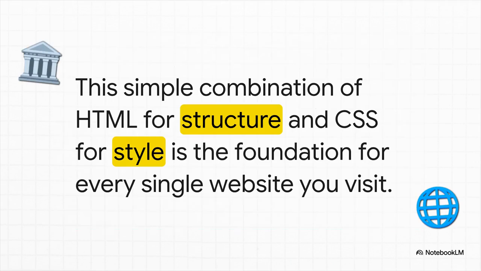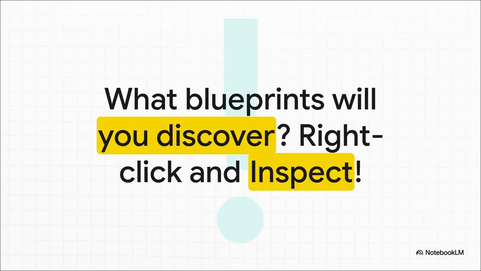And I'm not exaggerating here. I mean, from the simplest little blog to the most complicated apps you use every single day, this blueprint, HTML for the bones, CSS for the clothes, is the foundation for every single website you visit. So, now you know the secret. A whole new layer of the internet is now visible to you. And I'll just leave you with this question. What blueprints are you going to discover? Seriously, the next time you're on any website, just right-click your mouse and hit Inspect. You can see the actual HTML and CSS for yourself. Go on, give it a try. It's pretty cool.